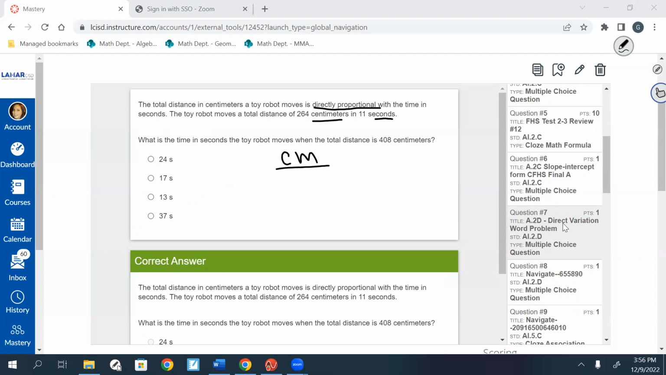So we're going to be setting up our proportion. So that means 2 equal fractions. And if I put centimeters on the top of one fraction, my second fraction also needs to have centimeters on top.